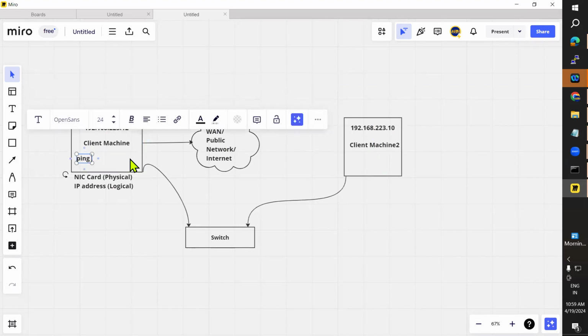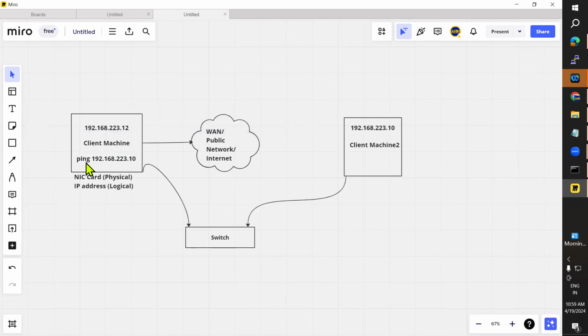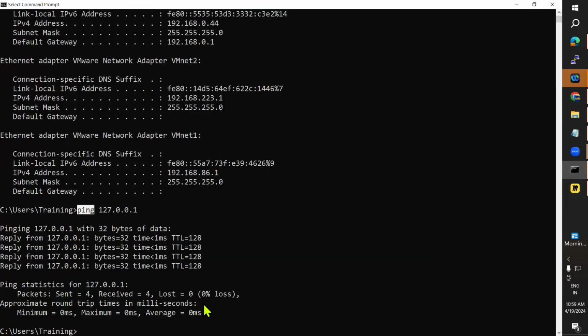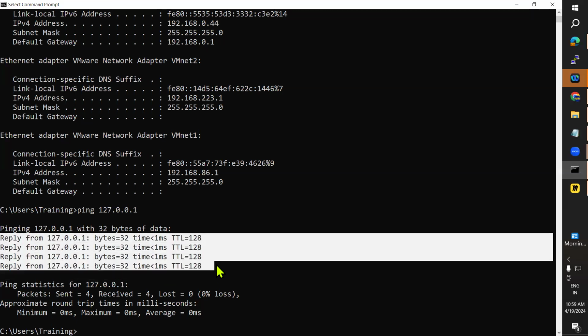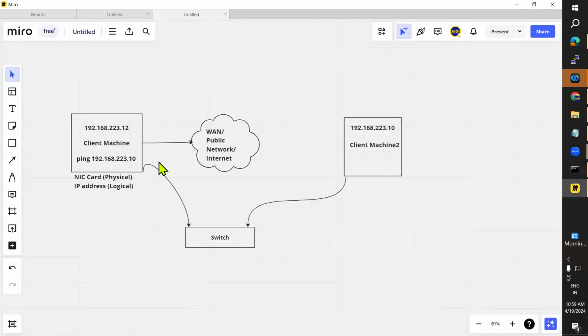Then we use the ping command to check 192.168.223.10. So to check the communication, we use the ping command. The ping command is to check the communication. So if we get this response like this, see, these are ICMP packets. We call these the ICMP packets. Okay. So if you get this response, that means we have a communication.